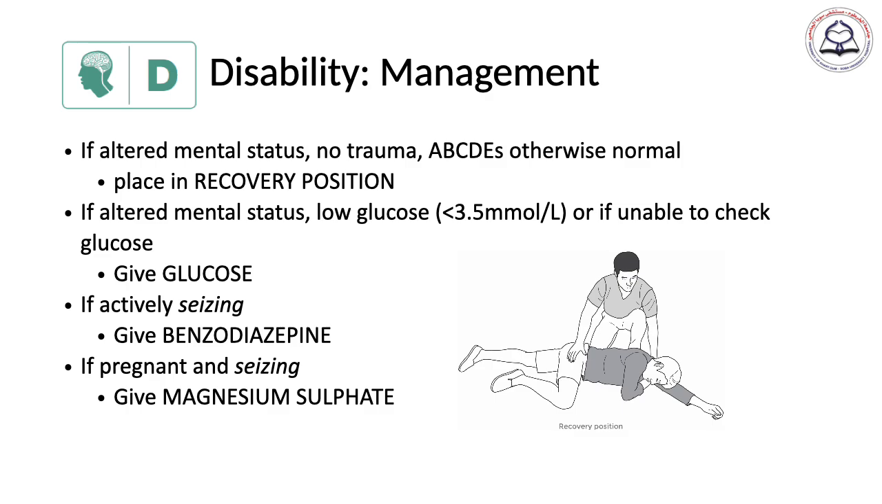Managing disability. If there is altered mental status and at the same time there is no trauma and other component of the A, B, C are normal, you can place the patient in the recovery position. If patient has altered mental status and there is low blood sugar or suspected low blood sugar, if you are not able to check the blood sugar and there's suspicion of hypoglycemia, give glucose. Those with convulsion, you use benzodiazepine. Pregnant lady with seizure, consider eclampsia, and you give magnesium sulfate.